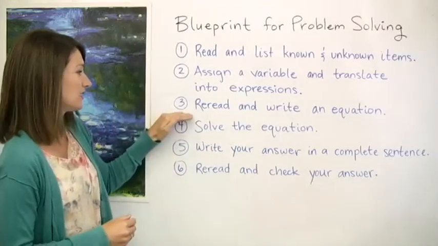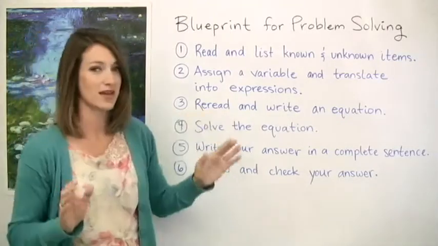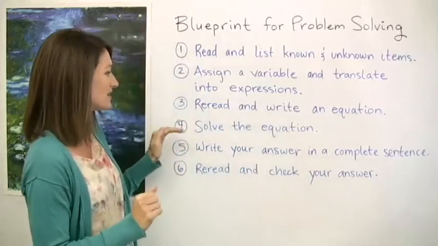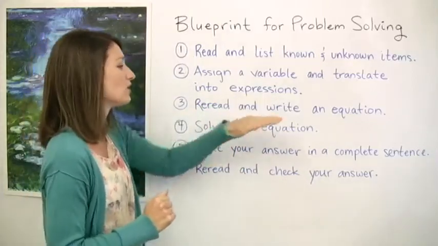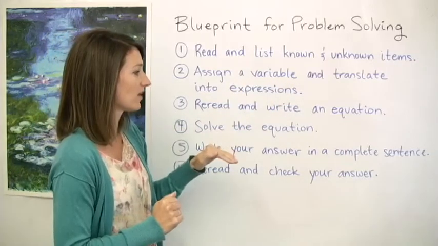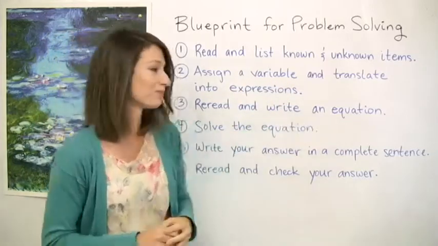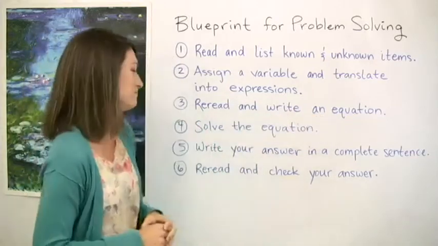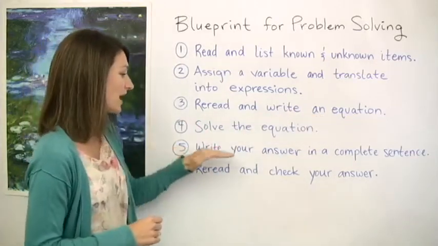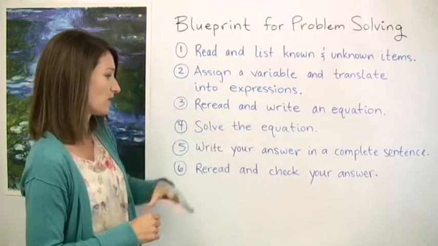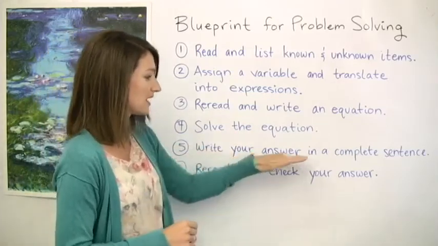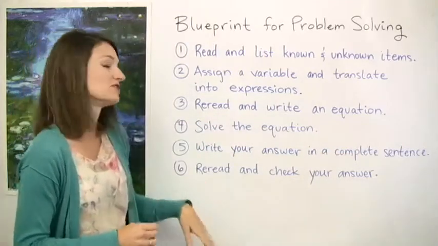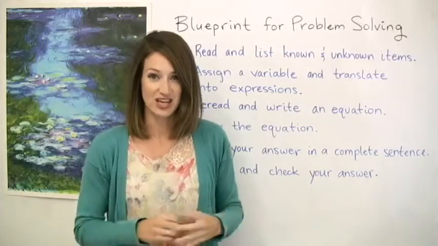Then, number three has us rereading the problem, making sure that you've acquired all of the important information, translated that into the expressions, and then use these expressions and the variable to write an equation. Step 4 has you solving the equation that you just wrote in step 3. Step 5 has you writing your answer, what you found from the equation in step 4. You write that answer out in a complete sentence. And then the last step, step 6, has you rereading your problem and then checking your answer.